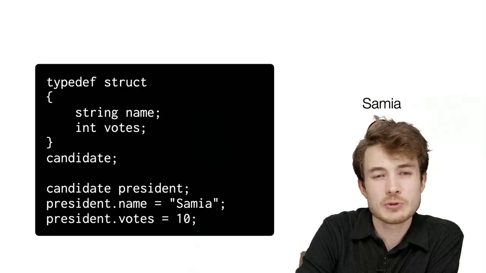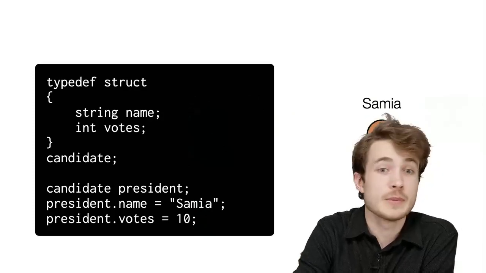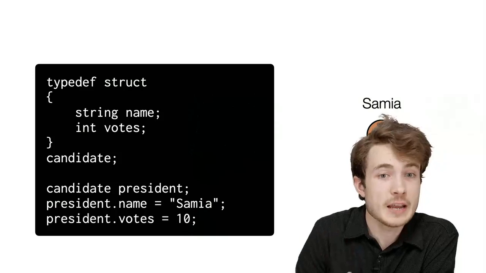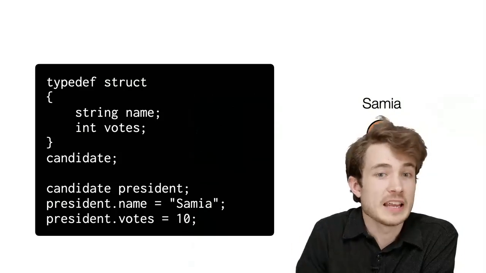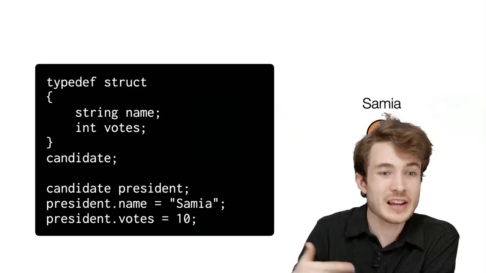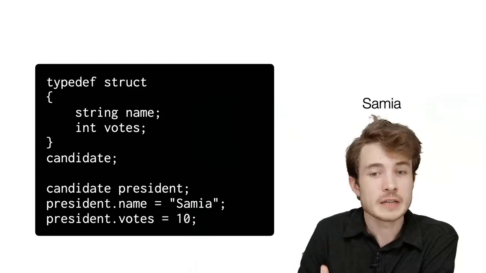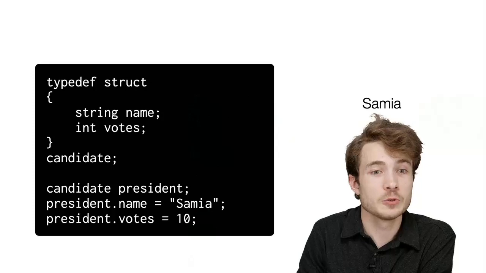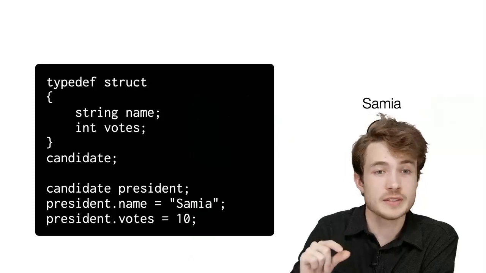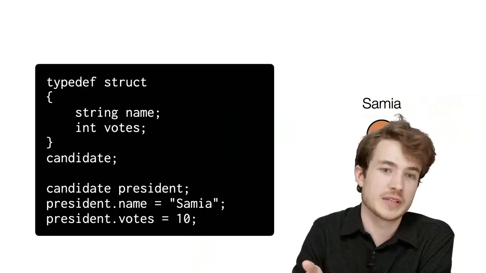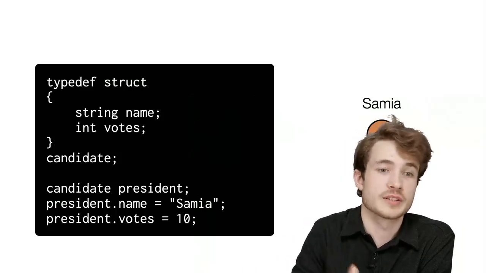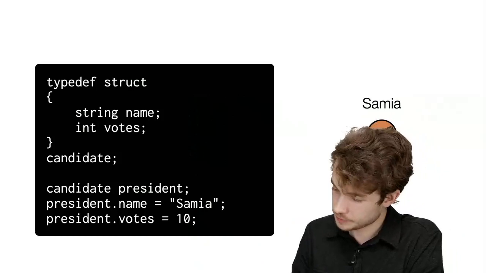So notice here on the line below our typedef struct, we're saying candidate space president. So this looks a little similar to our prior syntax. We're able to say maybe int x or string name, but now we're using this name candidate as kind of a type name, if you will, for this new variable we created called president. And if I want to assign some value to the different members of president, I could simply access them using the name dot the member's name. So president.name, president.votes, and so on.